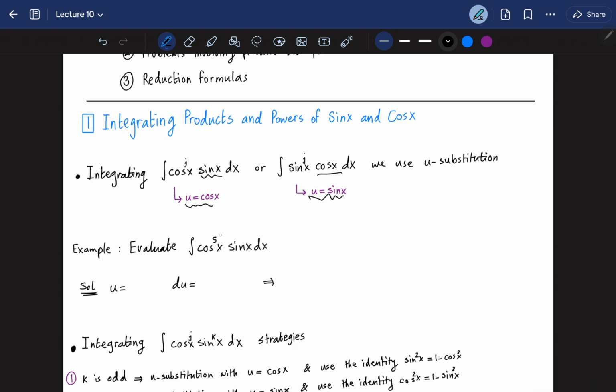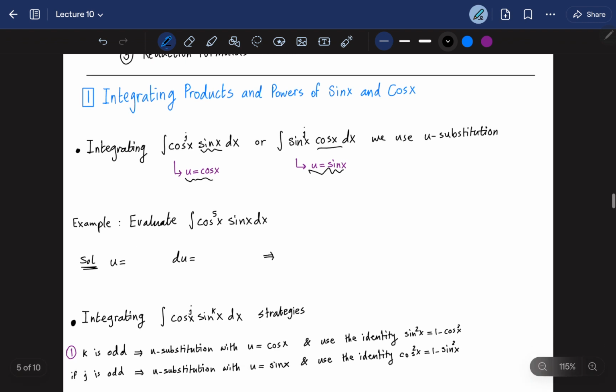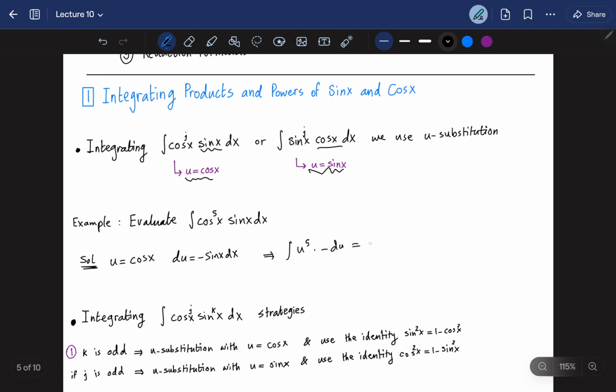So for example, if I have cosine to the fifth multiplied by sine, I use u substitution directly. I'll just take u to be cosine, find the derivative, and then plug everything back. So I'll have the integral of u to the fifth multiplied by negative du. If you integrate, you're going to get negative u to the 6 over 6 plus c, and just plug the substitution back in. So it's pretty simple here.